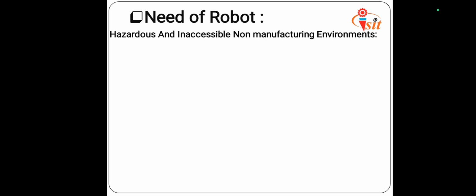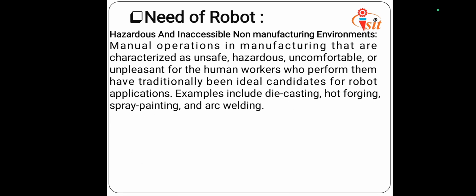Whenever there are hazardous and inaccessible non-manufacturing environments, there is a need of robots. For example, if there is a chemical industry where the acids are hazardous, or a place that is inaccessible for a manufacturing environment, we can use robots. There is a need of robot.